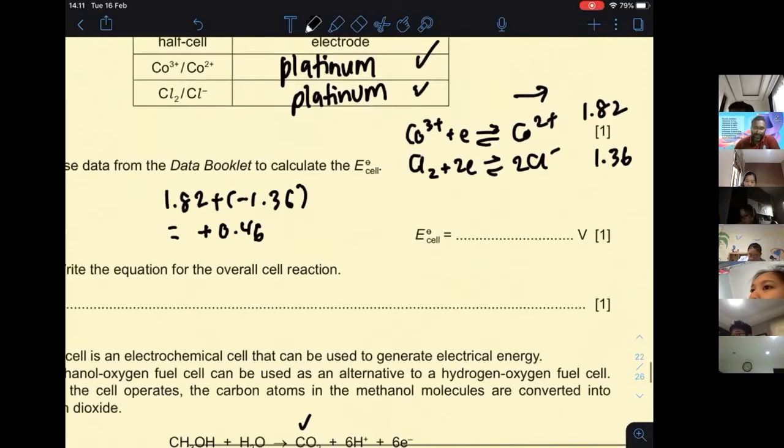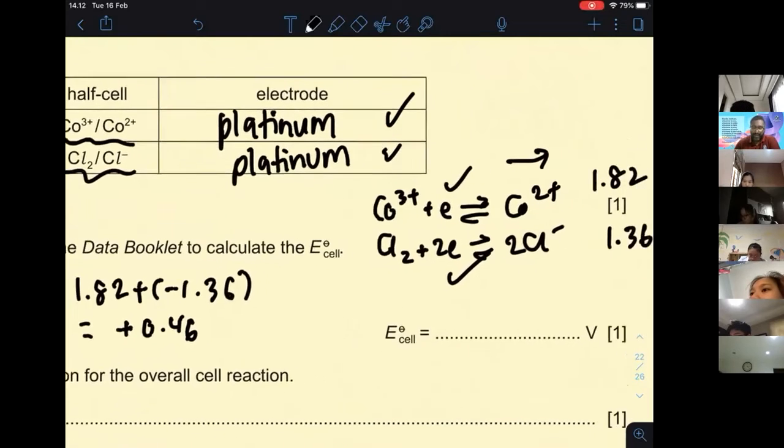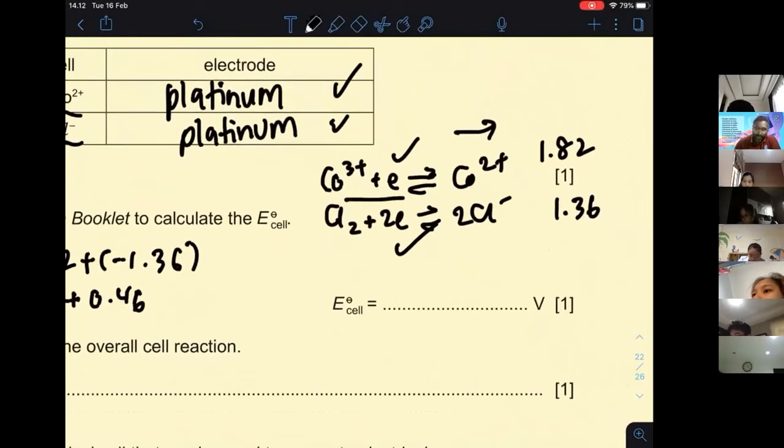Now use the data in the data booklet to calculate the E cell. This is very important. Using this, I'll construct the standard reduction potential. You look at your data booklet and look for the number. I will notice that this number is 1.82, and for this one I'm going to get 1.36.